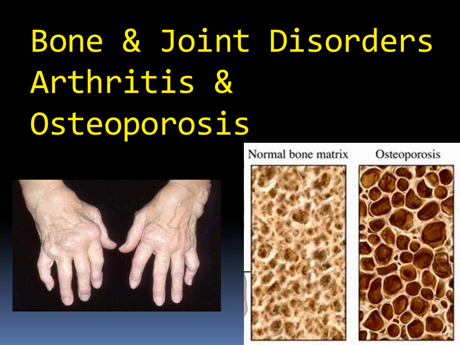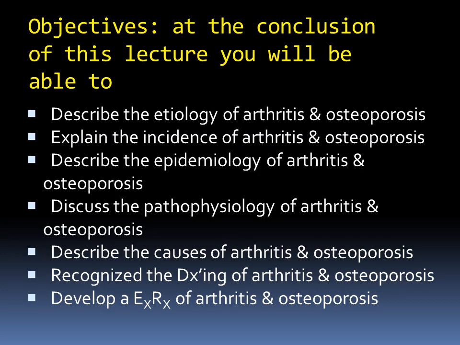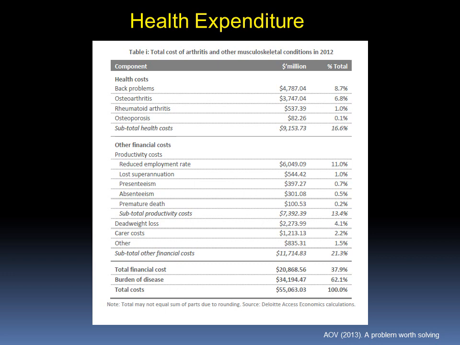In this session, we're going to be looking at bone and joint disorders, specifically different types of arthritis and osteoporosis. At the end of this session, you should be able to describe the etiology of arthritis and osteoporosis, explain the incidence, describe the epidemiology, the pathophysiology, the causes, recognize the diagnosing of arthritis and osteoporosis, and develop an exercise prescription for arthritis and osteoporosis.